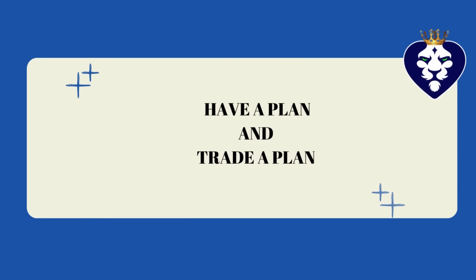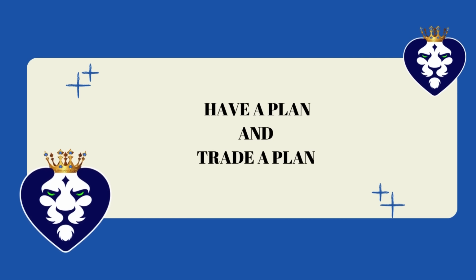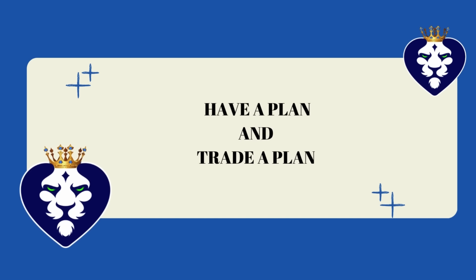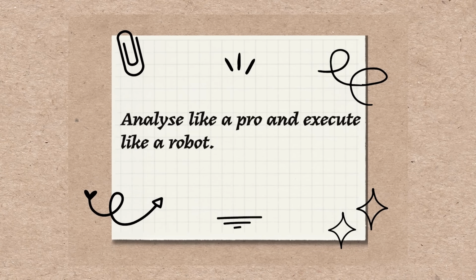Second lesson was for you to be able to have a plan and trade a plan. Because I always say, analyze like a pro and execute like a robot. Meaning when it comes to analysis, take your time and analyze your trade very well. But when you see the setup and it has already followed the rules on your trading plan, execute that trade without second guessing. That's the next lesson we're able to pick on this particular trade.